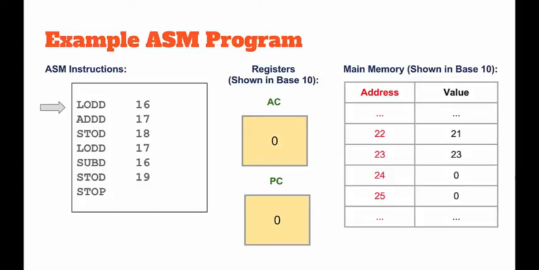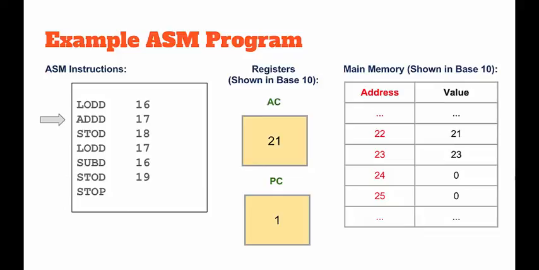The first instruction, indicated by the arrow, will be the load direct instruction. What this is asking you to do is to load a value from main memory address 16 in hexadecimal into the accumulator. Well, 16 in hexadecimal is 22 in base 10, so if you look at memory address 22, it has the value 21. Ultimately, once we execute that instruction, that's the value that gets loaded into the accumulator. Please note also that the program counter moves from 0 to 1 to indicate that memory address 1 will contain the next instruction.